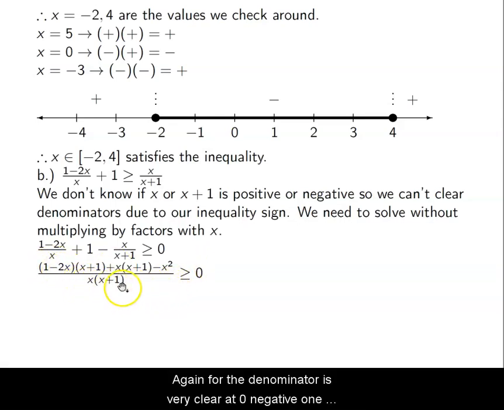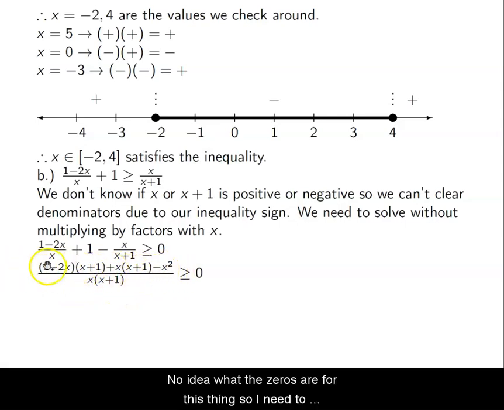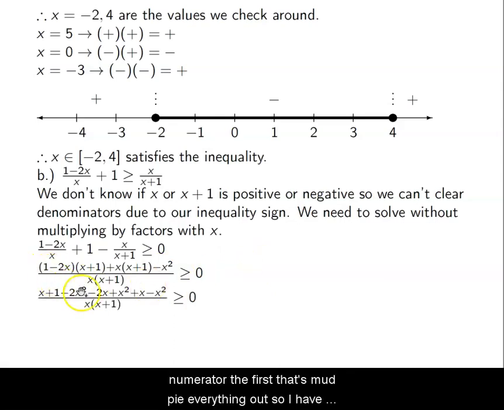Now, again, for the denominator, it's very clear. 0 and -1 are two values of interest. However, for my numerator, I have no idea what the zeros are for this thing. So I need to expand it and simplify it down, and hopefully I can factor it. And if I can't factor it, I'm going to use the quadratic formula on the numerator, okay? So first, let's multiply everything out.